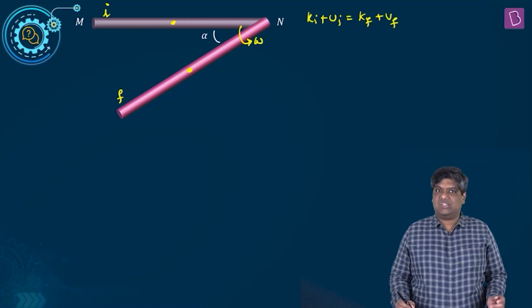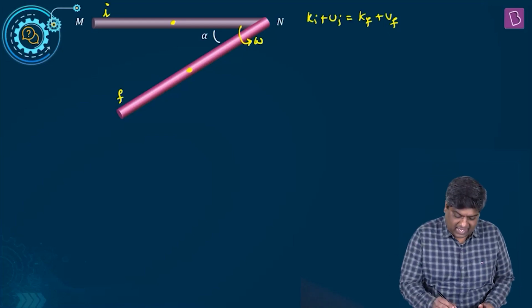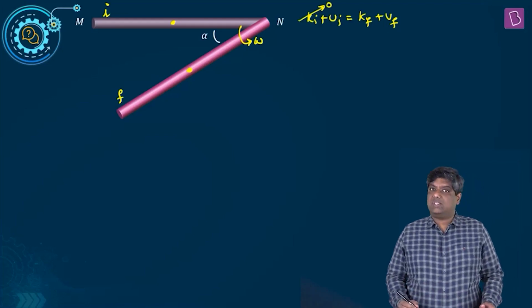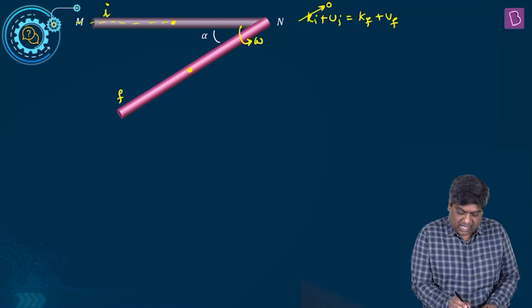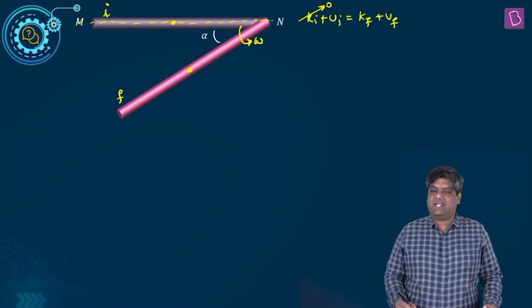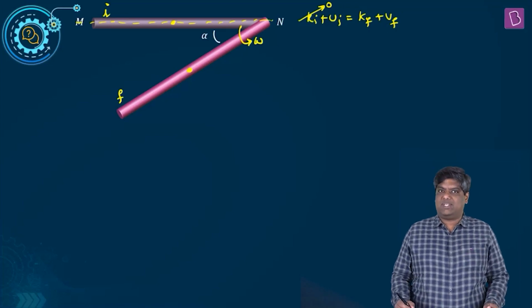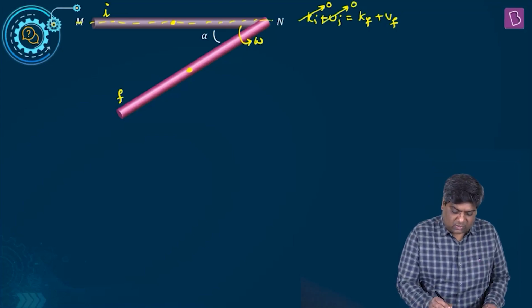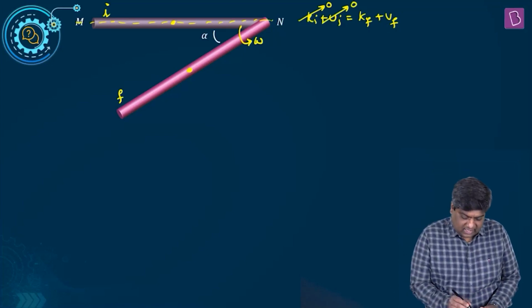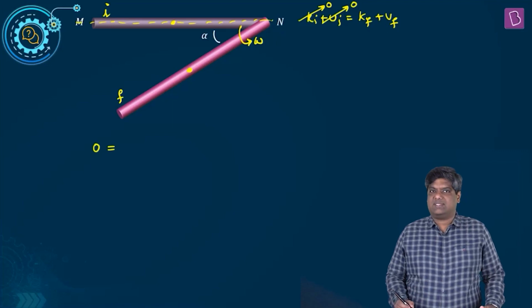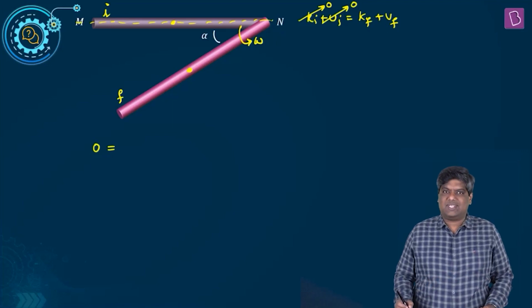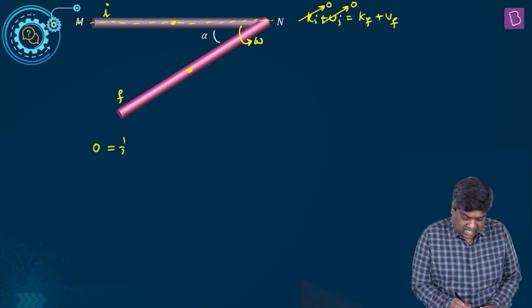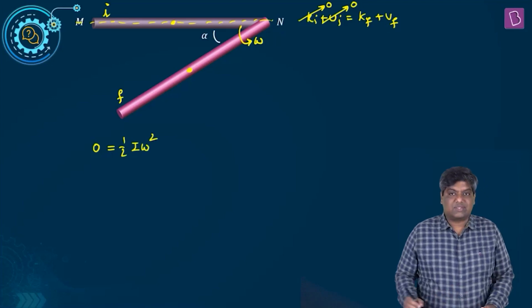What is Ki? The initial kinetic energy of the rod, and it is released from rest. So Ki is 0. What is Ui? The initial gravitational potential energy of the rod. It is at the horizontal position, and that itself will be considered as the datum or the reference for gravitational potential energy. So Ui is also 0. So I'll write it here. So LHS is 0. What about RHS? Kf is the final kinetic energy of the rod at the position indicated in the diagram. So that is half I omega squared.